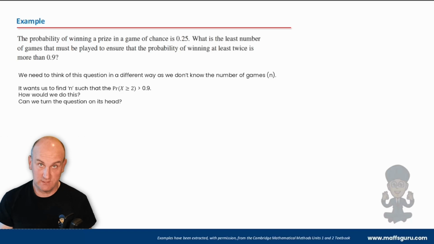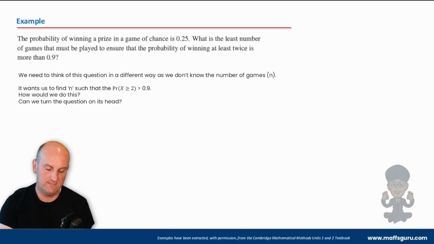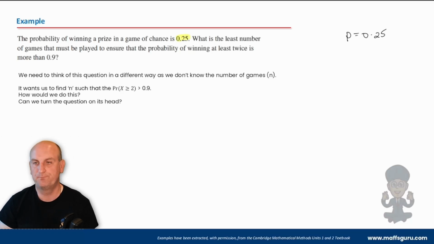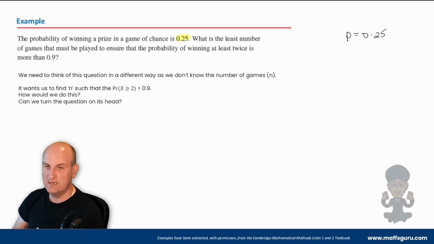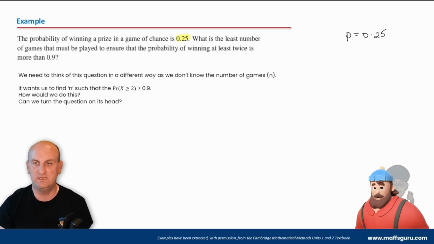One of the trickier types of questions that VCAA or your examiners try to put on are these types of questions here. The probability of winning a prize in a game of chance is 0.25. Okay, that's important to me. Highlight that. That's my p equals 0.25. What is the least number of games that must be played to ensure the probability of winning at least twice is more than 0.9?